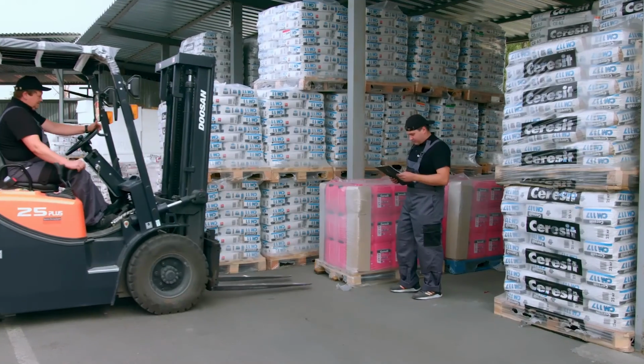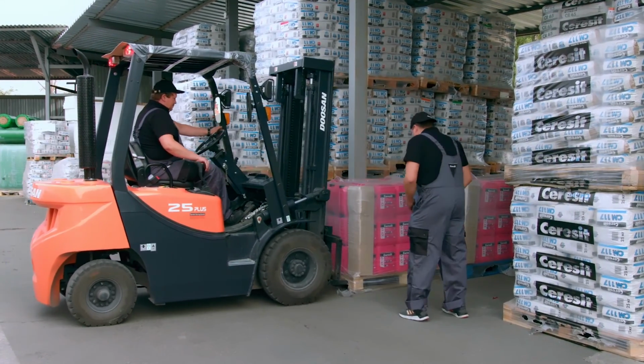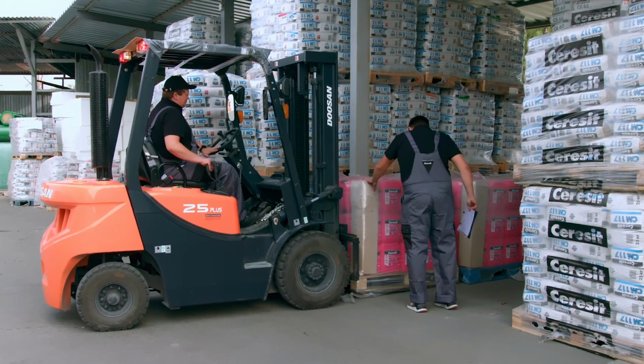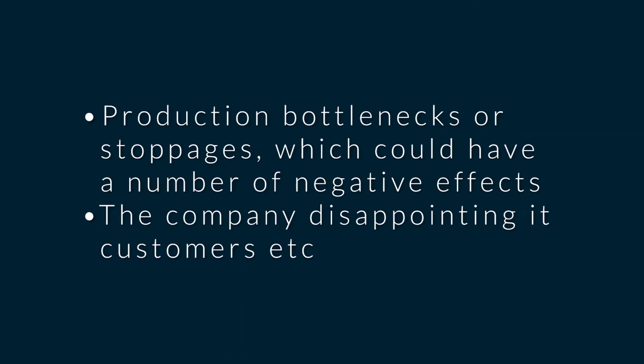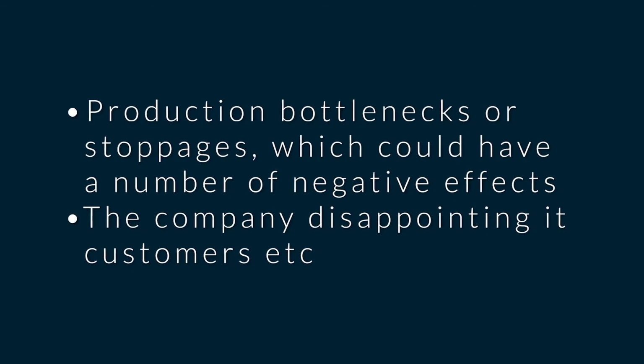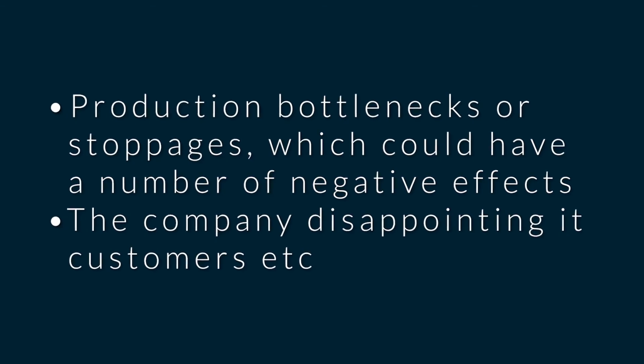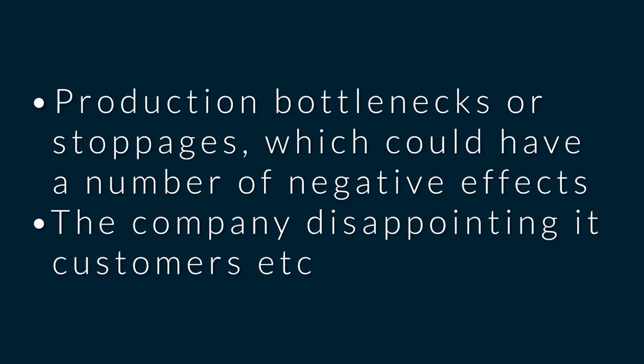Let's move on. And now let's talk about timescales. On-time delivery is a key part of ensuring that the business and manufacturing process are able to remain operational. And that is just common sense. Things need to be delivered on time, because otherwise you get production bottlenecks or stoppage, which could have a number of negative effects. The company ends up disappointing its customers. This is why something like a lead time is very important.